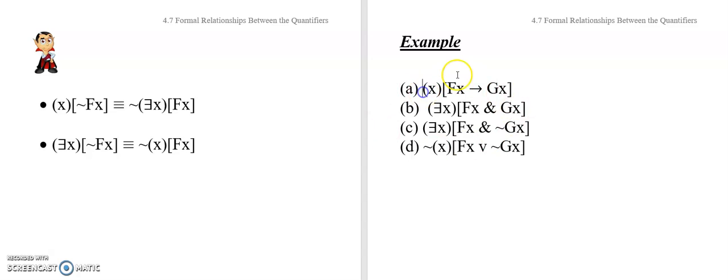For example, let's start with this one actually. Let's do it like this. So if you wanted to switch this statement to in terms of the existential quantifier, what would it look like? Pause now.